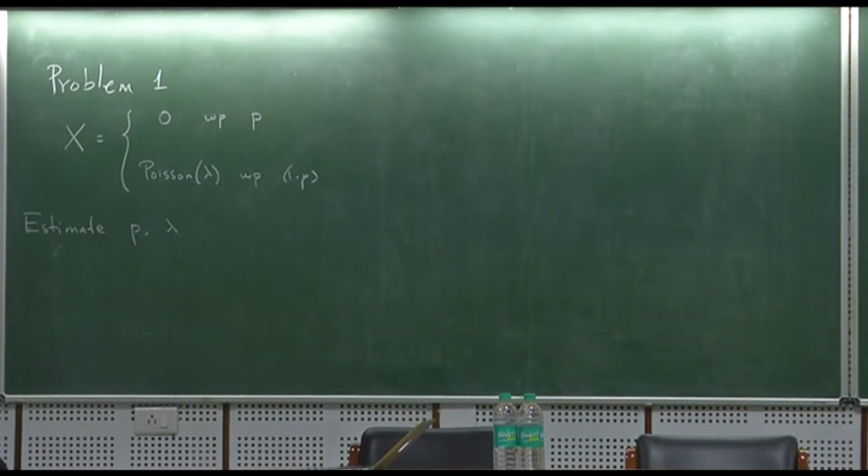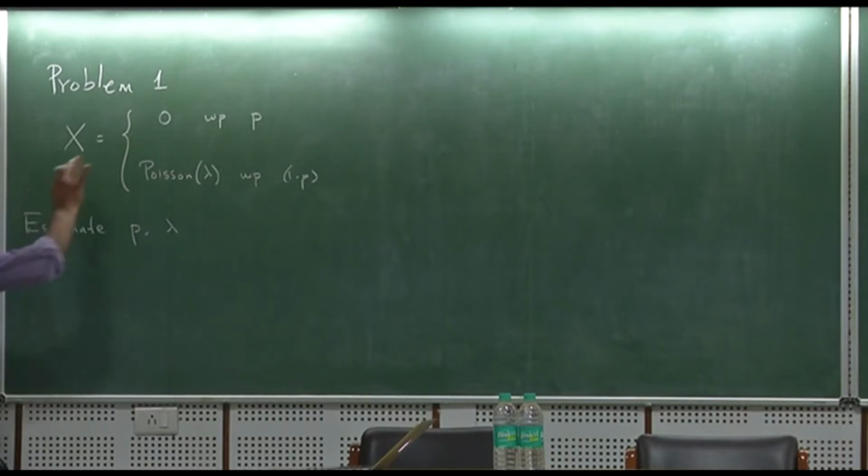So there are two possibilities. What is the basic issue here? If this x was just Poisson lambda, life was easy. We would have figured out how to do this. If on the other hand x was 0, life was easy. So what is the issue that's causing a problem?